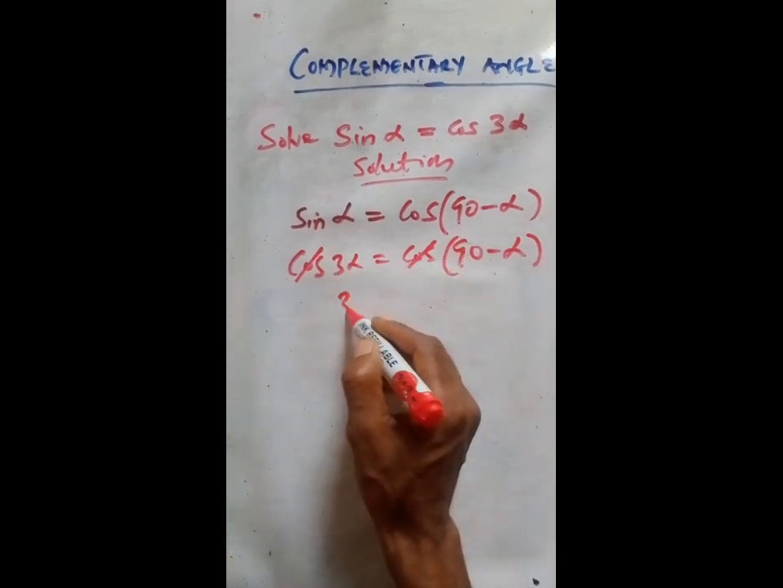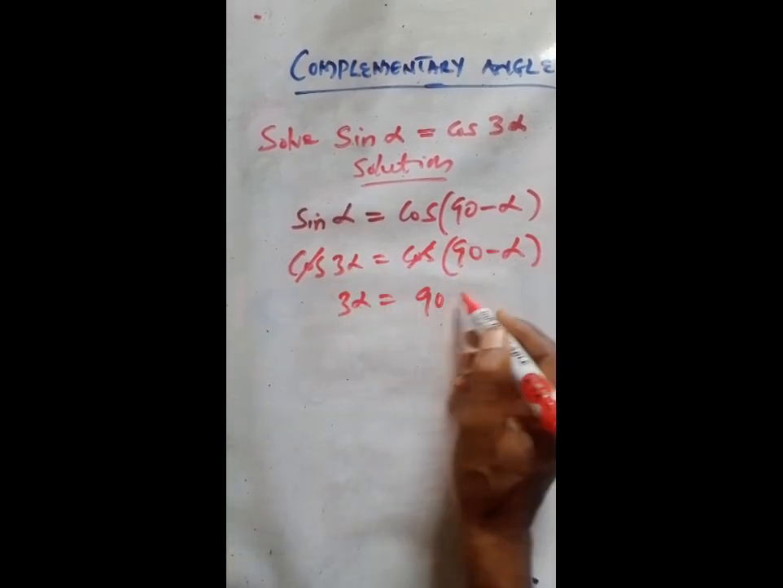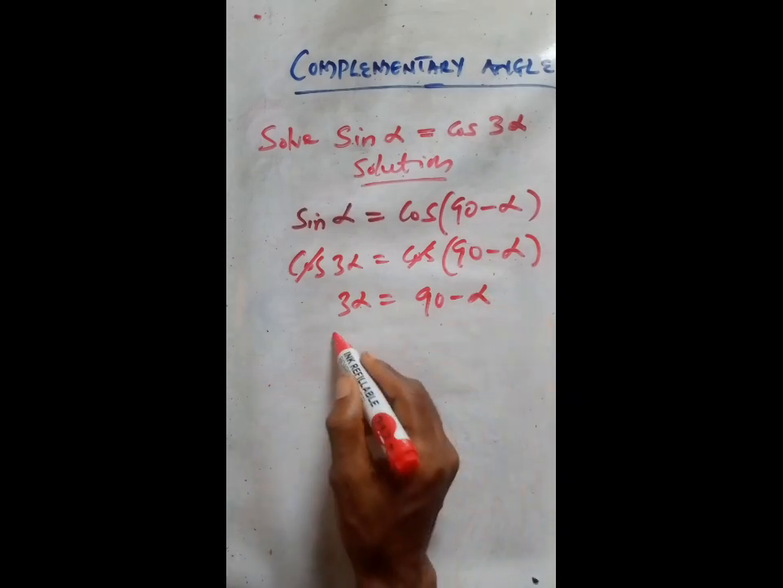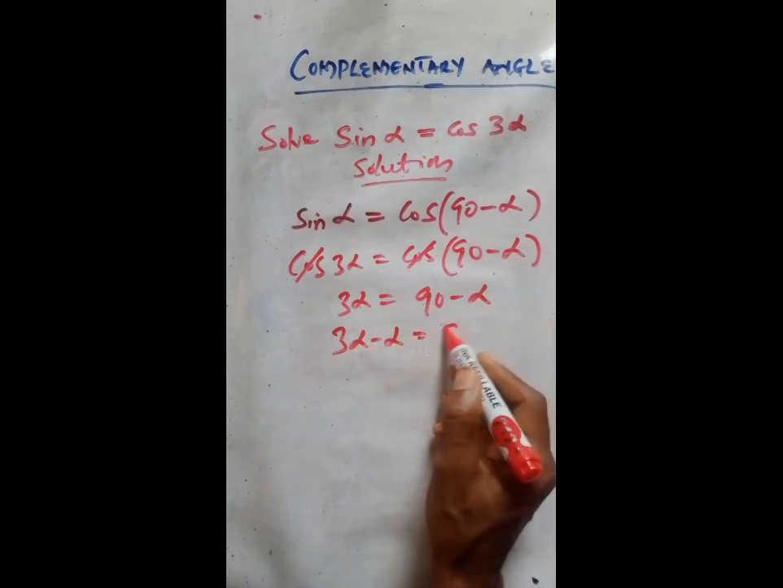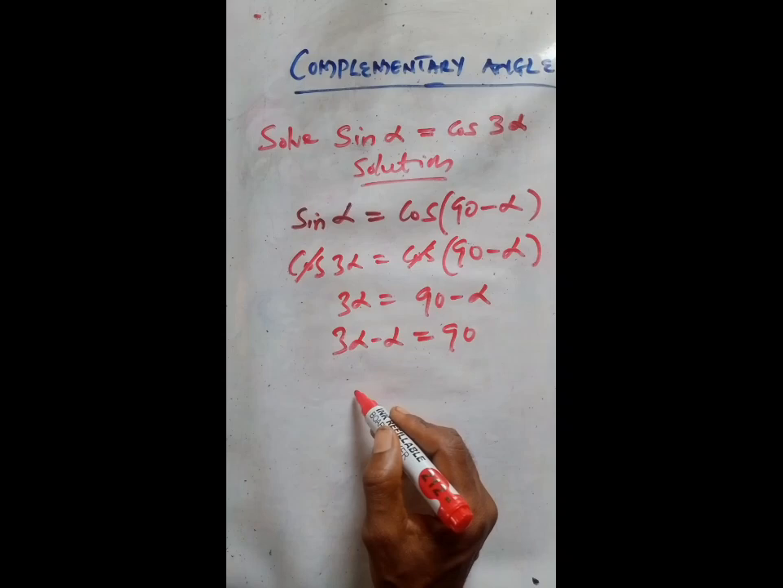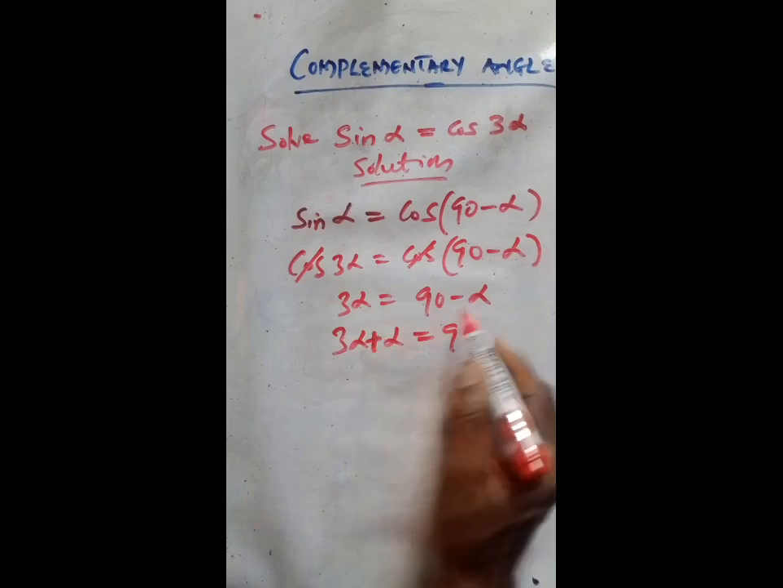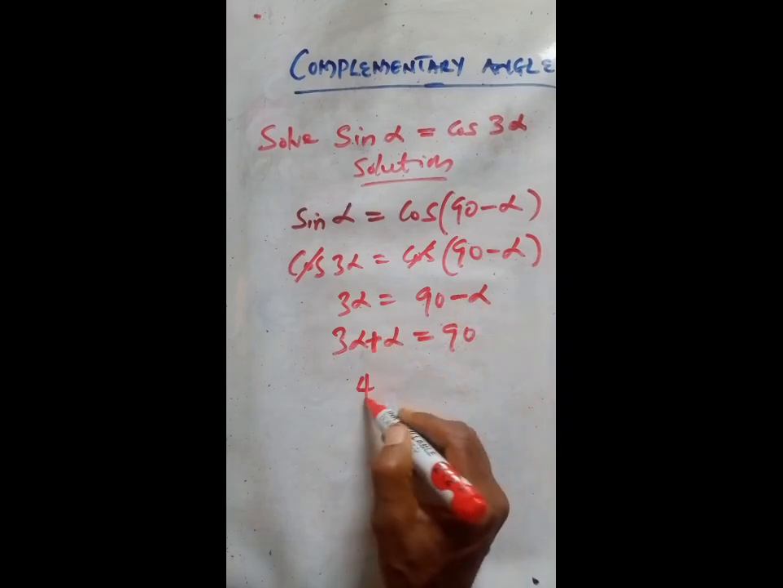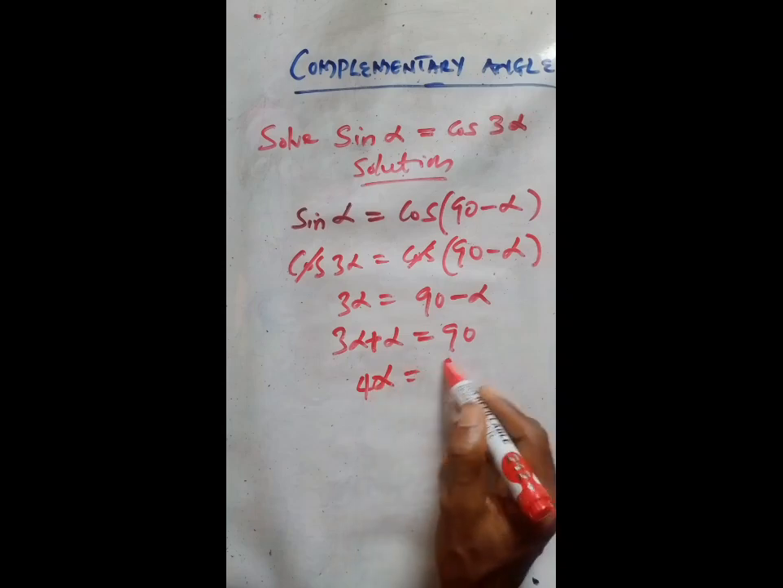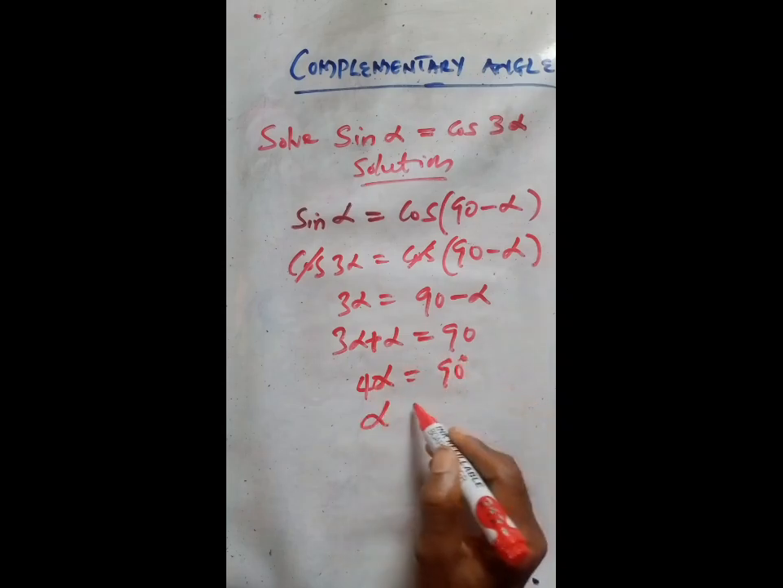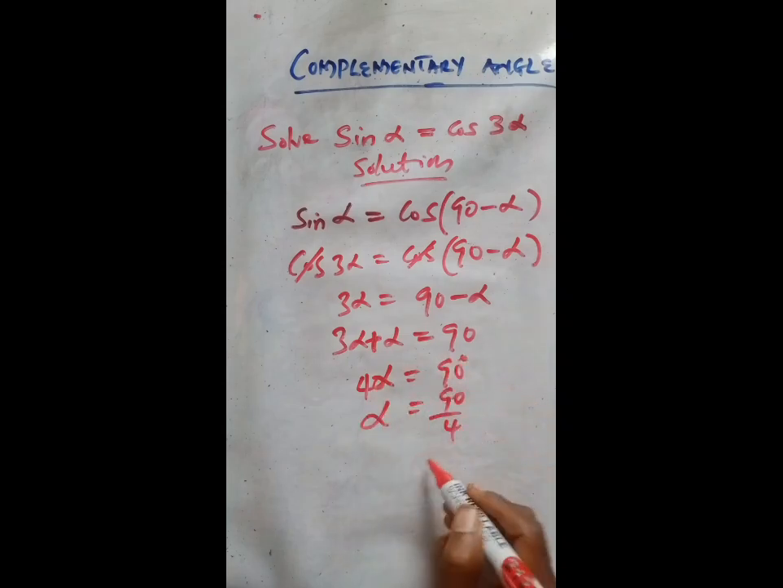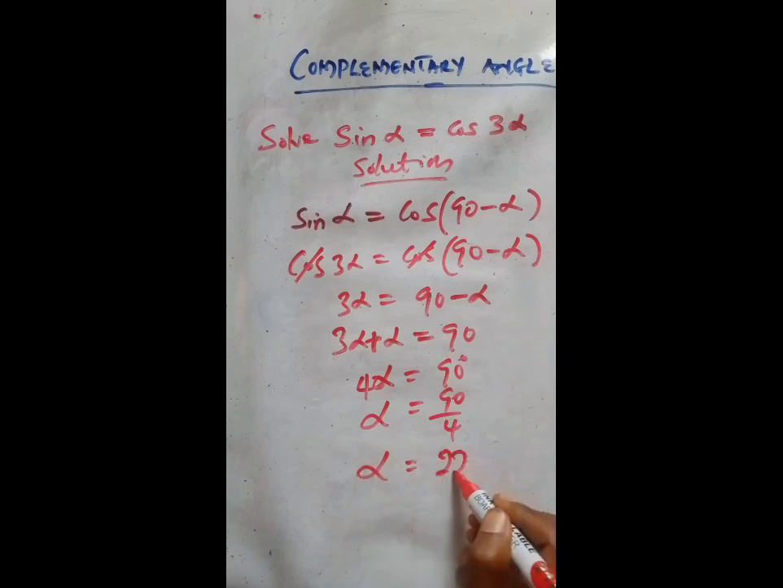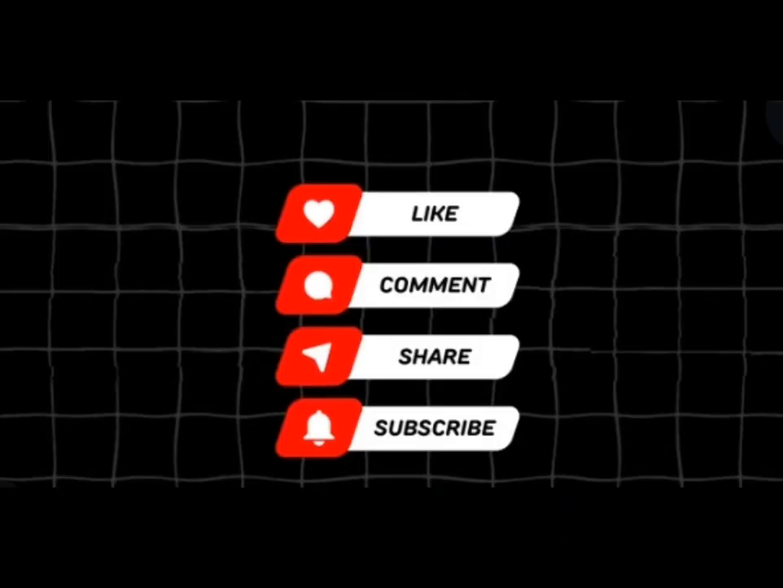So cos will cancel out. So we have 3 alpha is equal to 90 minus alpha there. When you collect your like terms, 3 alpha plus alpha is equal to 90 degrees. So you have 4 alpha is equal to 90 degrees. So alpha will be 90 divided by 4, which is equal to 22.5 degrees. So that's our solution to that.